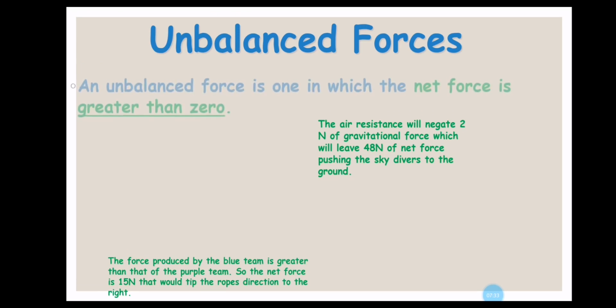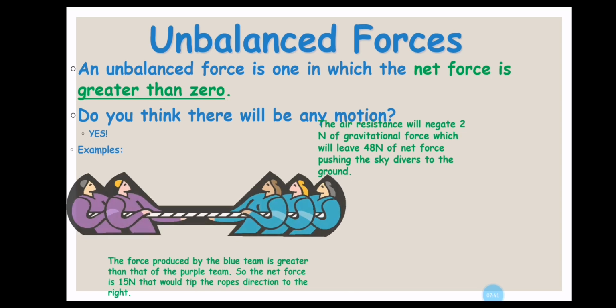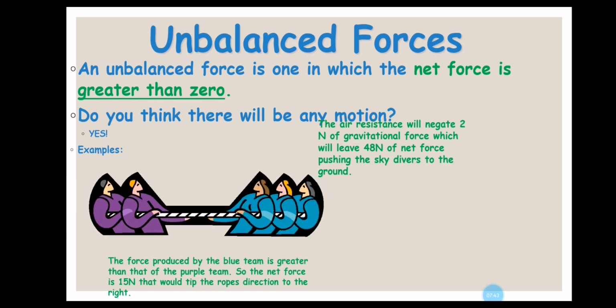Now, unbalanced forces. An unbalanced force is one in which the net force is greater than 0. So, in this case, I will have a motion. As you can see, I have two groups. It seems that the purple group is applying a force less than the blue group. The purple group is applying a force of 25 newtons and the blue group is applying a force of 14 newtons. So, if you add them, you won't get 0 Newton. This is why we don't have balanced forces.